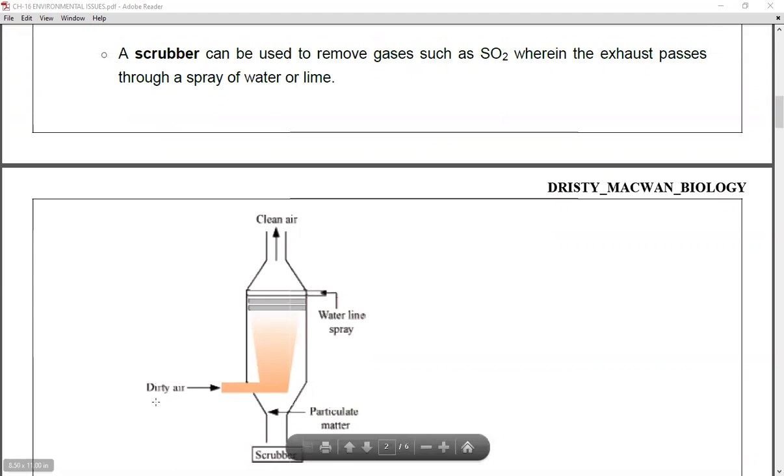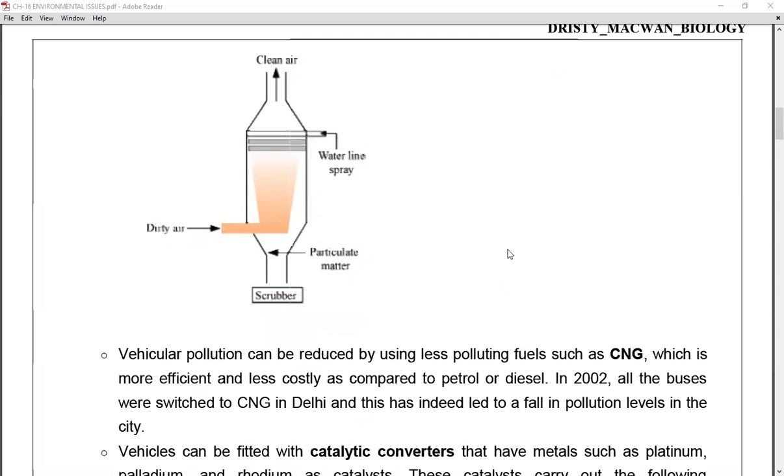When this dirty air is passed, there is a water or lime spray. This scrubber is used to remove the harmful gases with the help of this spray of water or lime. They can use either water or lime. When the sprinkling takes place, the harmful gases are removed and clean air is passed out of the chamber or scrubber. So this way also the pollution can be controlled.